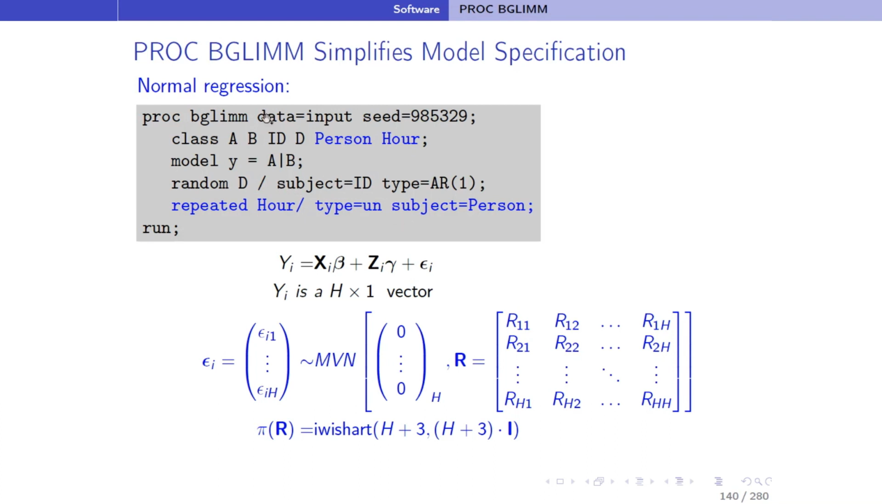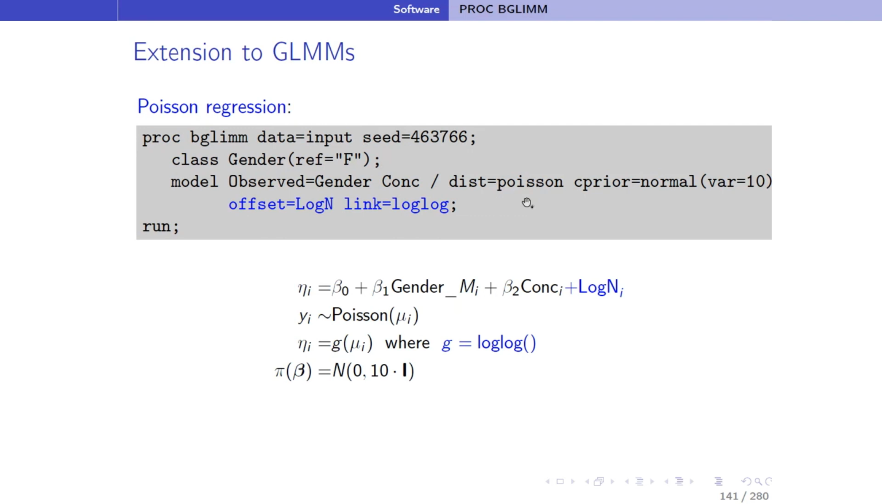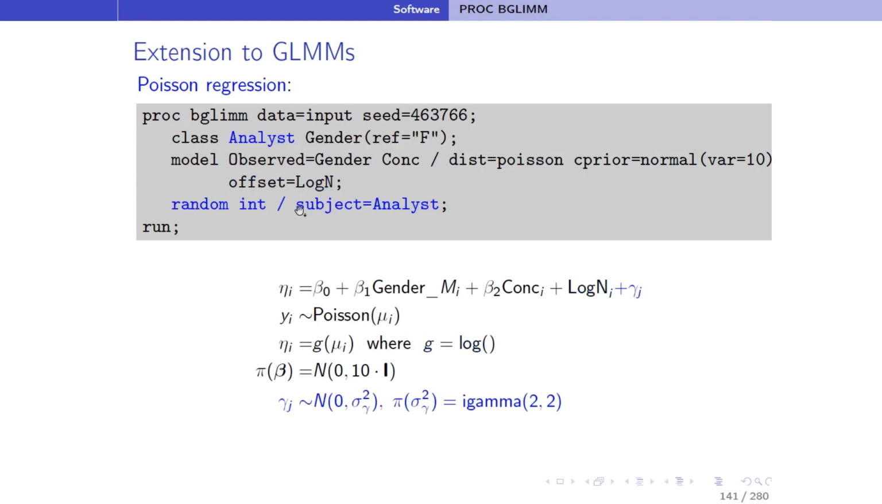So without looking at the BGLIMM procedure name per se, the rest is very similar to the MIXED and GLIMMIX procedures in specifying the class, model, random, and repeated statements for fitting the model. Once you switch to a different distribution, like Poisson, it's the same idea. You can change the link function, you can have an offset, you can have no intercept, and so on.